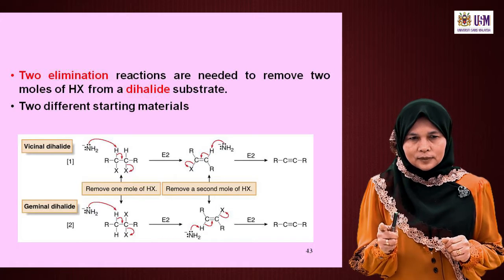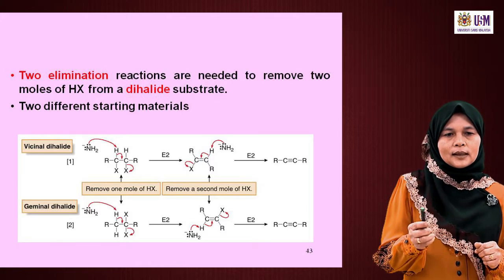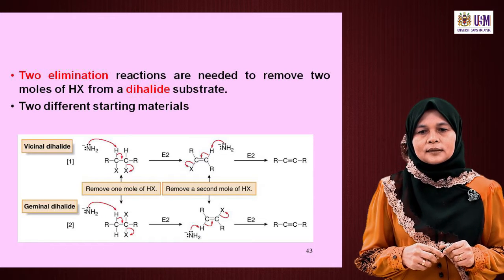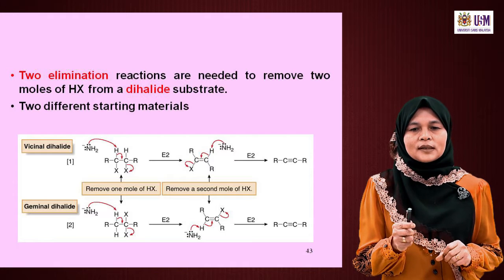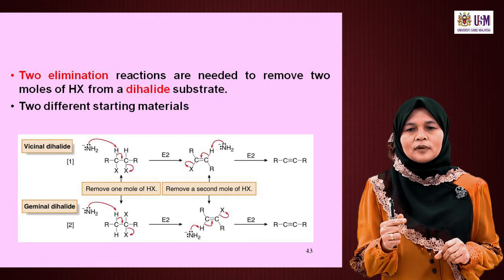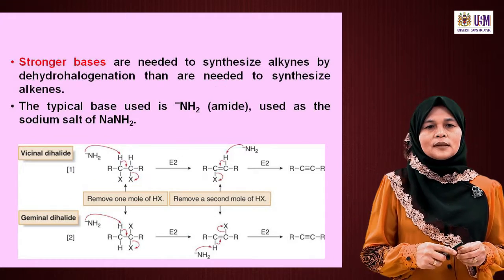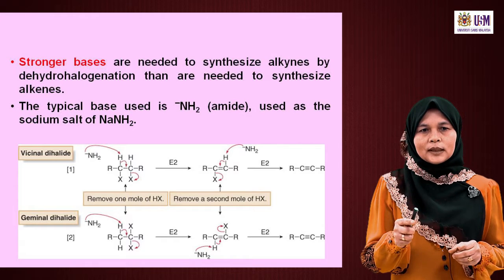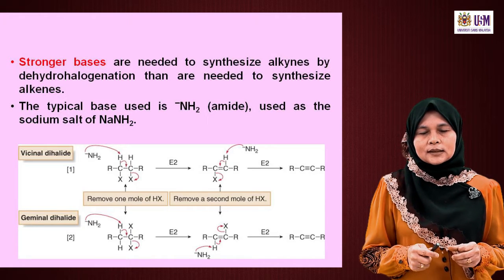From the reaction below, we can see two different starting materials, which are vicinal dihalide and geminal dihalide, used to form an alkyne. For the first reaction, removal of 1 mole of HX will produce an alkene, and then removal of a second mole of HX will produce an alkyne. In this reaction, stronger bases are needed to synthesize alkynes by dehydrohalogenation than are needed to synthesize alkenes.